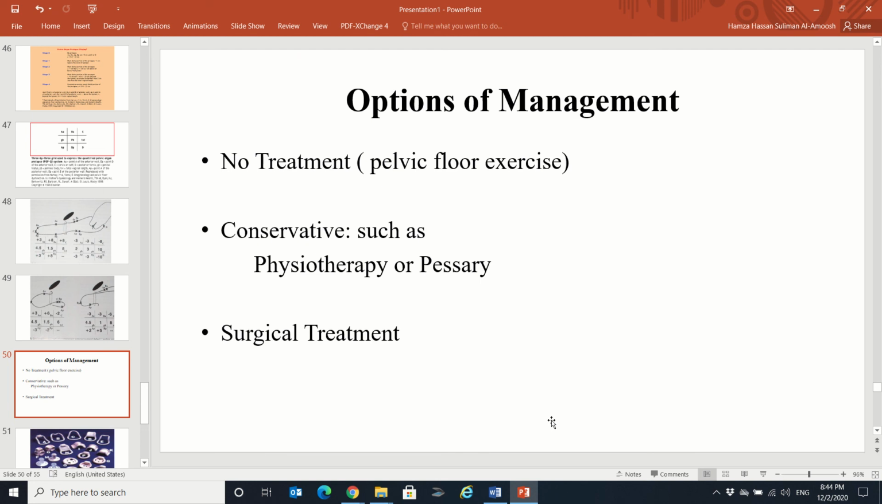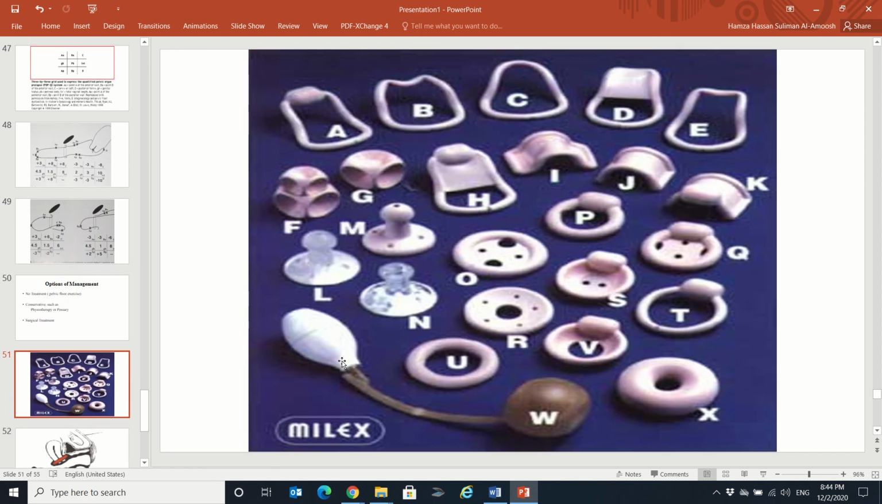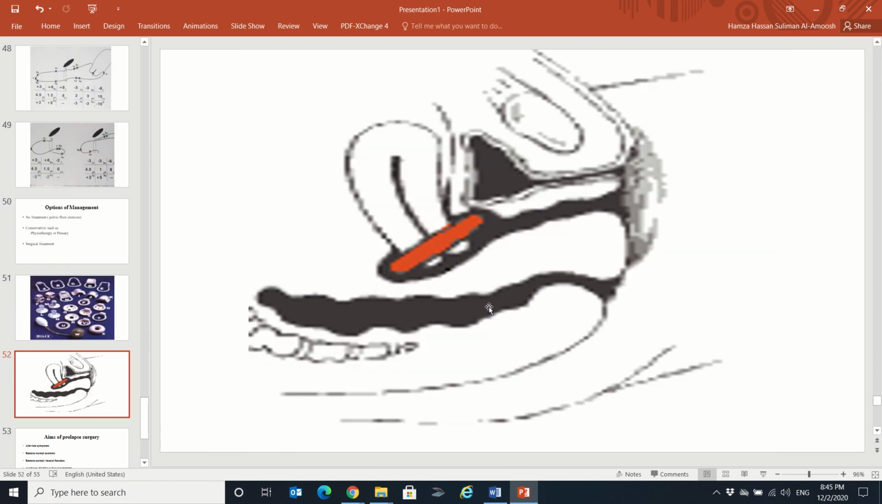Now, management options for prolapse. Counseling first, explaining the result. Most people, they don't want anything, they just want to know that this is not cancer, this is just laxity of some tissue. So no treatment, pelvic floor exercises, conservative such as physiotherapy or pessaries, surgical treatments. 100 types of pessaries. This is a ring pessary, put it around the cervix here to push the anterior and posterior wall.